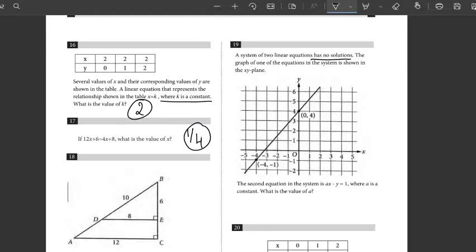It has no solutions. And the second equation is ax minus y is equal to 1, where a is a constant. What is the value of a? So let's rewrite this. It would give y is equal to ax minus 1. That becomes the y-intercept, and this becomes the slope. Now we know that they have no solutions. That means they're parallel, and parallel lines have the same slope. So we can just find the slope of this. 4 minus minus 1 is 5, and 0 minus minus 4 is 4. So 5 by 4 is the slope of this line, as well as the line ax minus y is equal to 1.